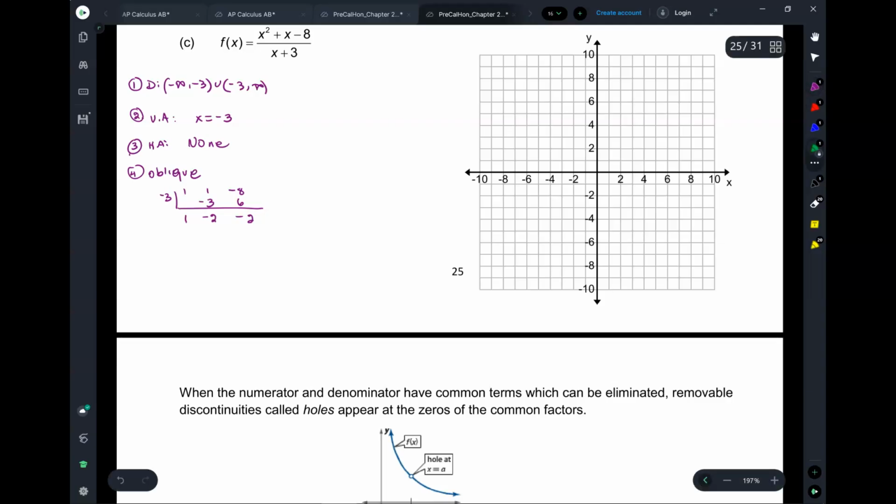All right, so for the purposes of this, we're just going to throw away the -2. Just throw away the remainder. We don't need it. What we're going to focus on is this. This polynomial here is y equal to, we started with x squared, so this is just x minus 2, and this is your oblique asymptote.